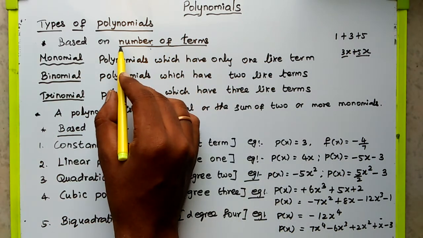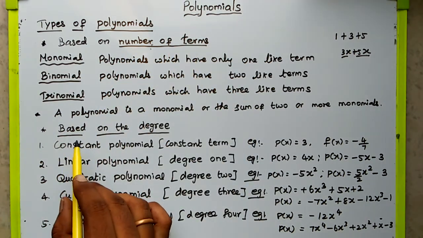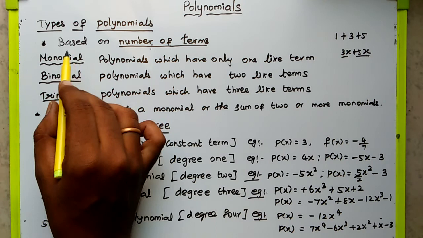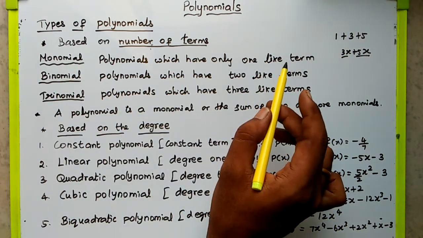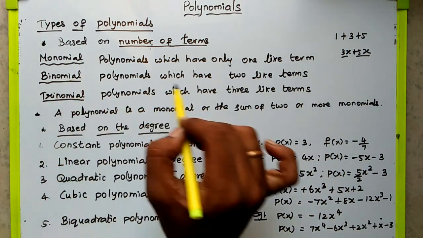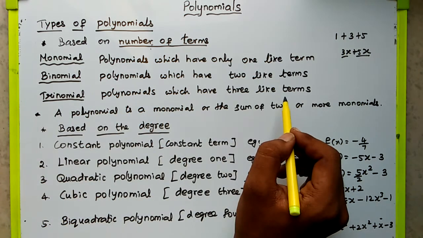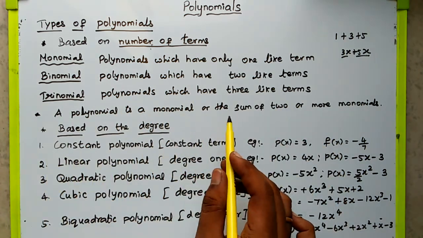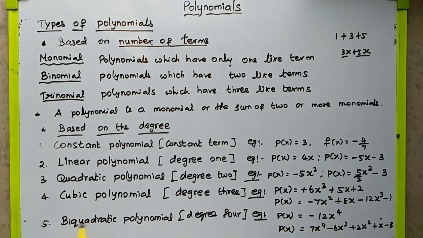So type of polynomial based on 2: based on number of terms and based on degree. So number of terms: monomial only one like term, and binomial 2 like terms, and trinomial 3 like terms. Polynomial means monomial, binomial, trinomial. These all are called polynomial.